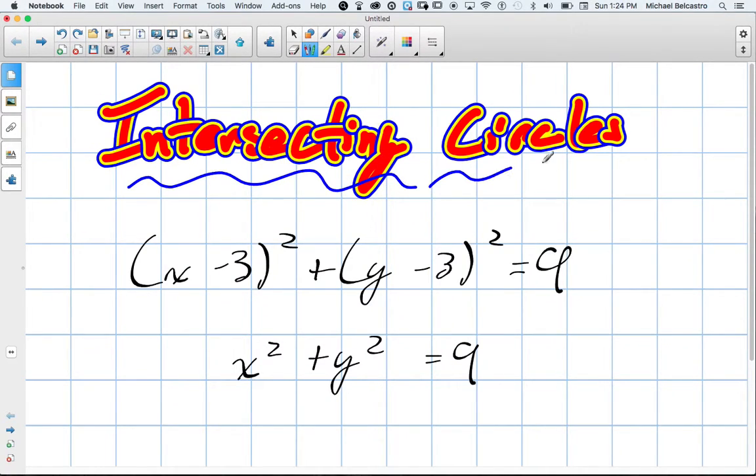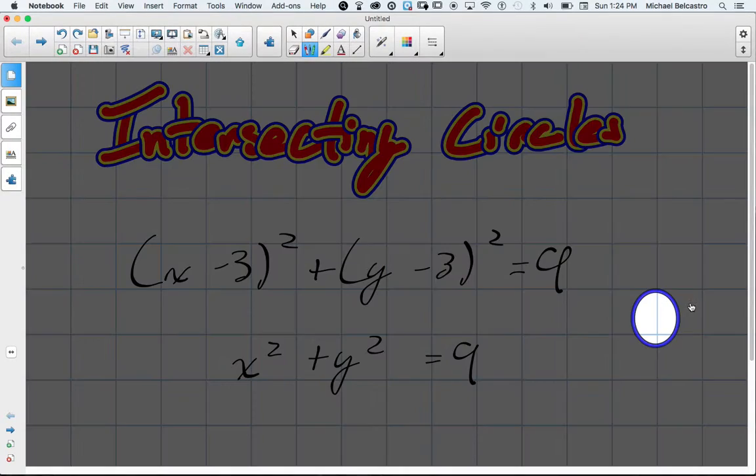We're looking at intersecting circles. So we have two equations here, and they're equations of circles, and these two are going to intersect each other. Now, there's several different types of intersections. Say we have our Cartesian plane, and we're going to get our circles.